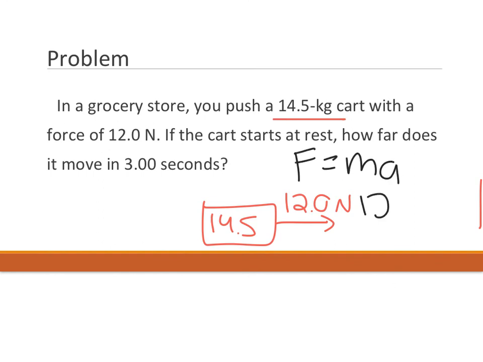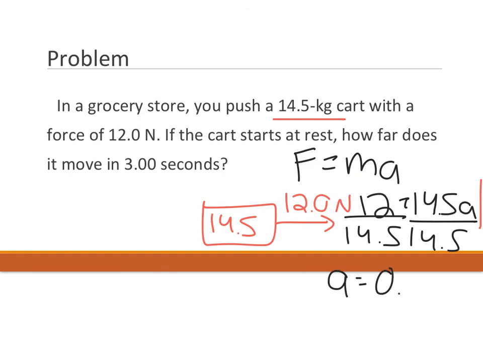I have 12 newtons equals 14.5 times acceleration. Let's solve for acceleration. I'm going to get 0.83 meters per second squared. However, that's not what is asked in the problem. It's asking how far does this move? So now I'm going to turn to my kinematics equations.